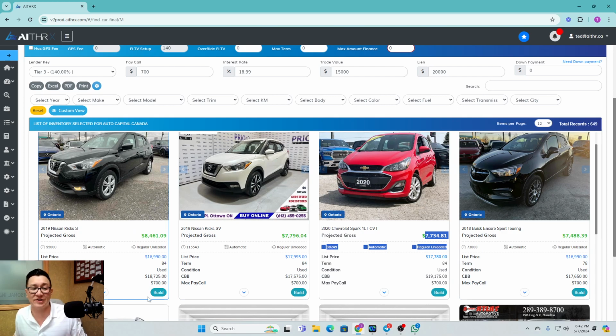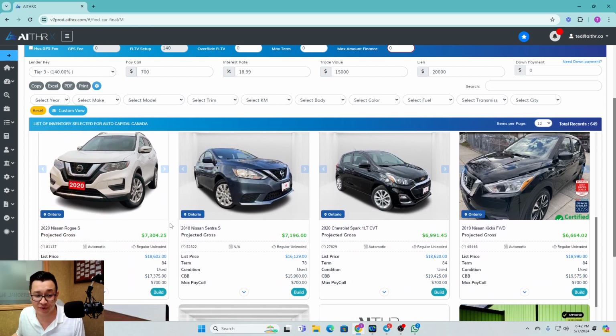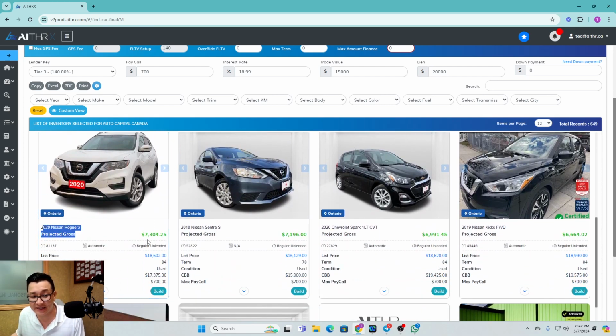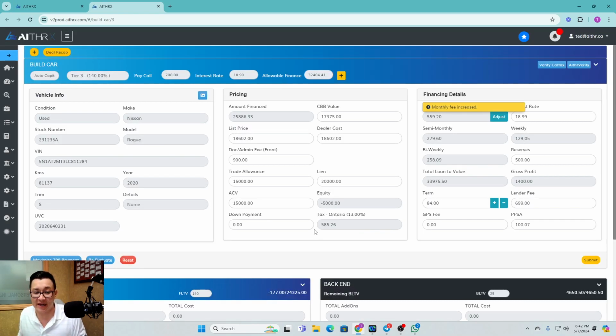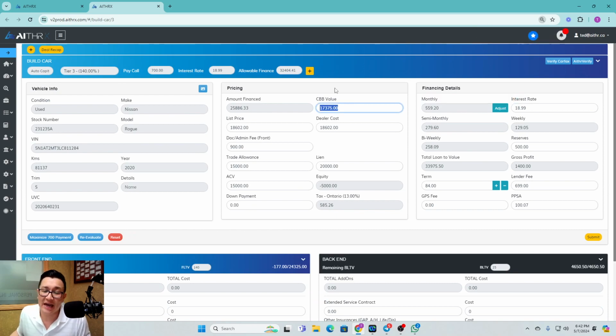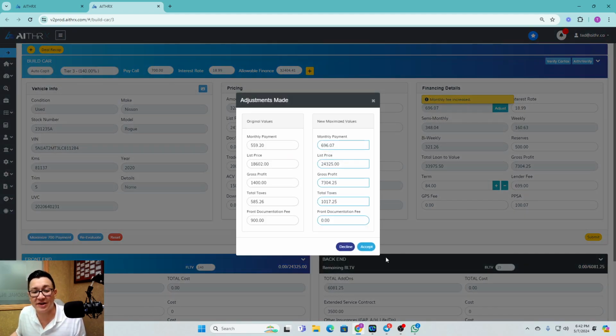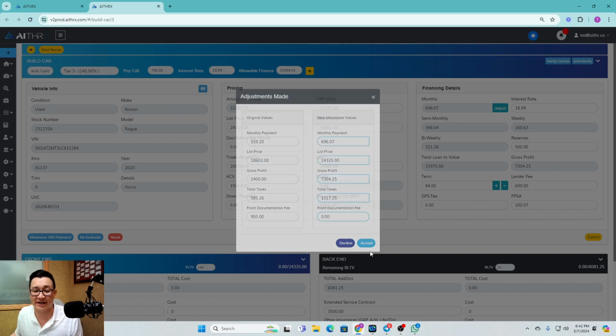Now, as our dealer partners are going through and they see a vehicle that they like, let's say it's this Rogue, I'm going to click on the build screen, and right away it takes the CBB value, the book value of what ACC is middling the vehicle at. Based on this, we have our pay call, our loan to value in the front, loan to value in the back, and when I click on that Aither Maximize button, I click accept.